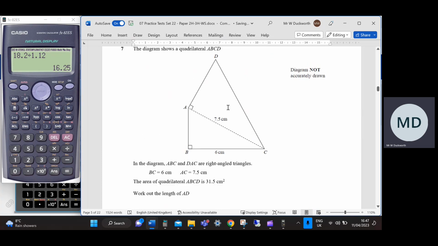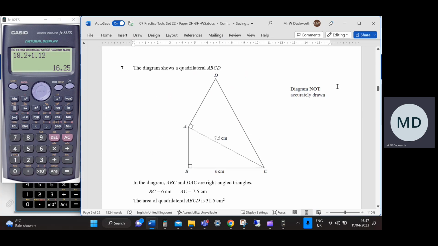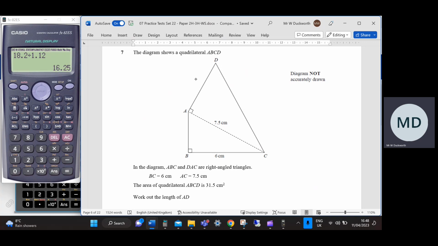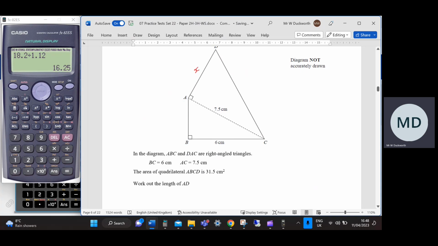Okay then, question 7. The diagram shows a quadrilateral. In the diagram, ABC and DAC are right-angled triangles, as shown. We're given the 2 lengths. The area of the quadrilateral is 31.5. Work out the length of AD. So I need to work out this length here. I'm going to call this X. To help me out, I'm also going to work out this length here, Y.